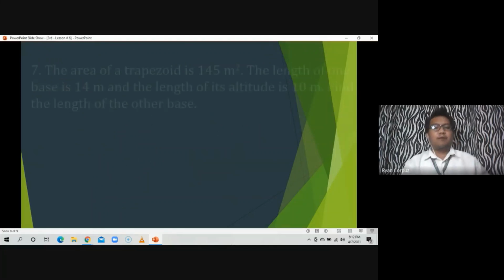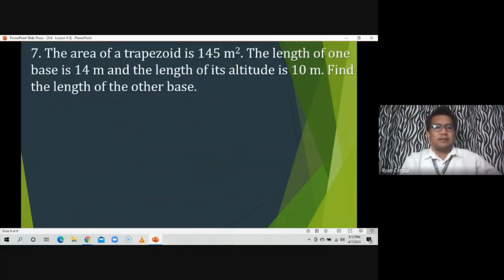Let's have example number 7. So, the problem is, the area of a trapezoid is 145 square meters. The length of one base is 14 meters and the length of its altitude is 10 meters. Altitude is the same as the height. So find the length of the other base.